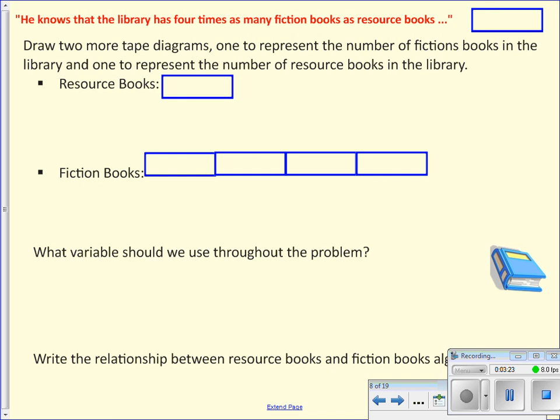All right, so fiction is 4 times as many as resource. So what variable do you think we should use? Should we go with the R for the resource? Would the resource help us write fiction? Or should I go with the F for the fiction? Would that help us? What do you think would be easier looking at our 2 tape diagrams? R. Yeah, let's use R for resource.